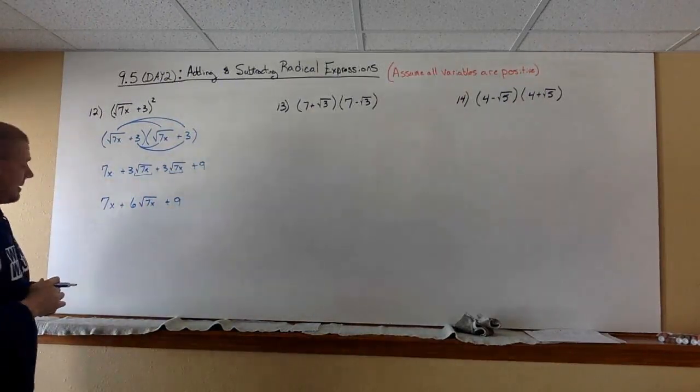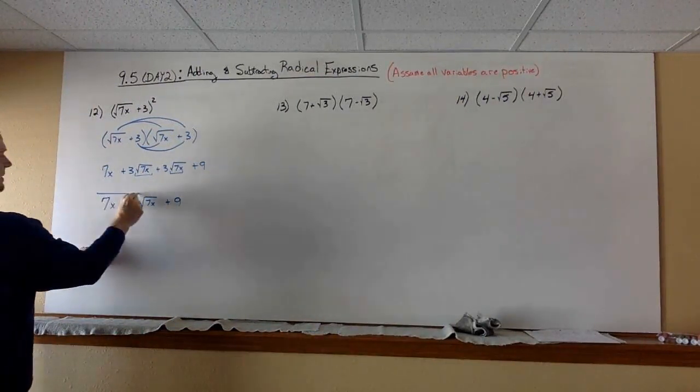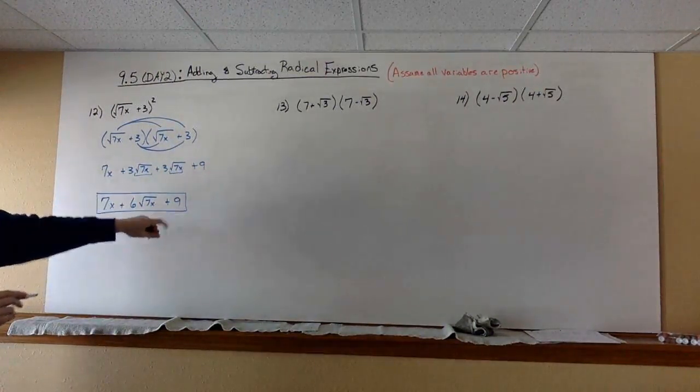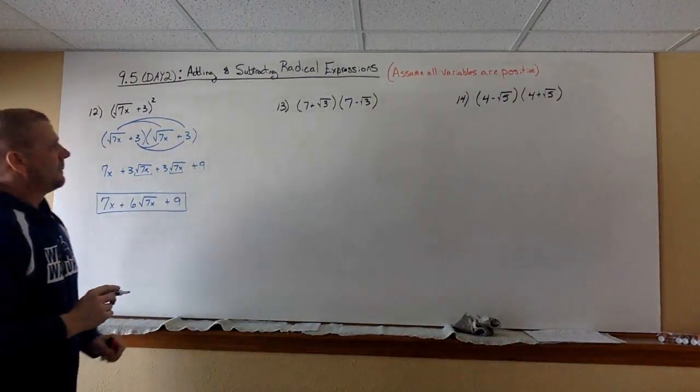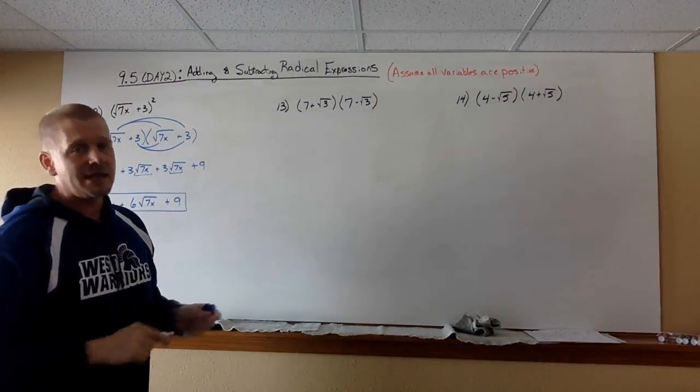And I would always want to write it in descending order, and I can't combine anything else. So I would put my biggest power first, down to my next power, all the way down to my constant. Okay? Number 13. 13 is a major, major topic.